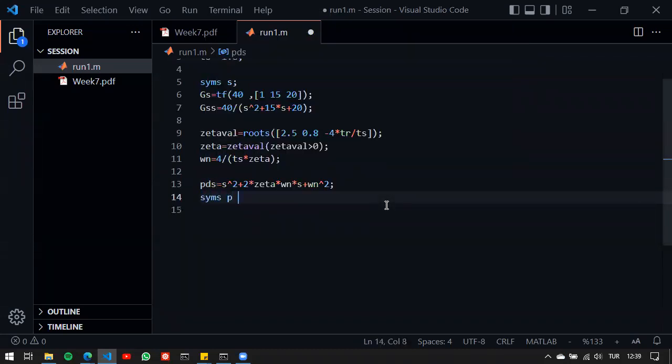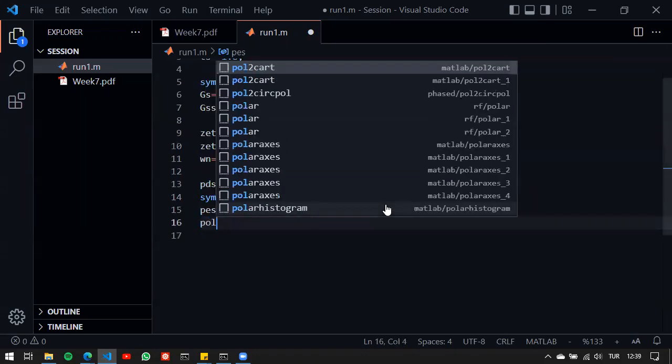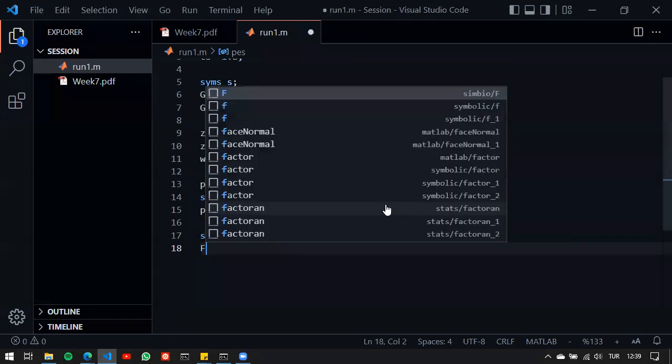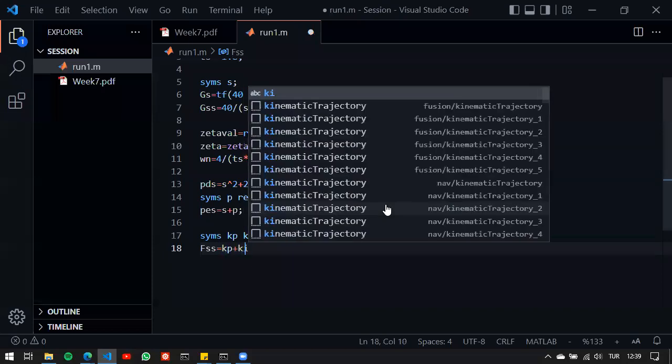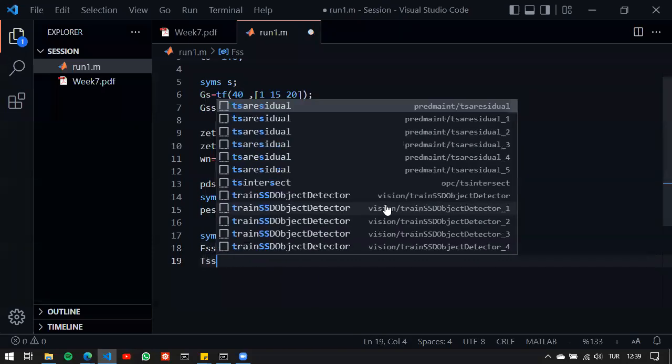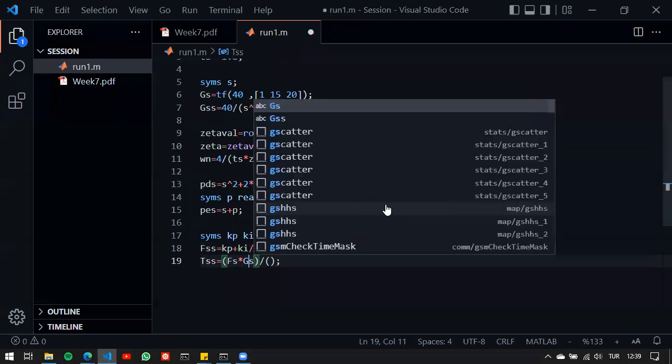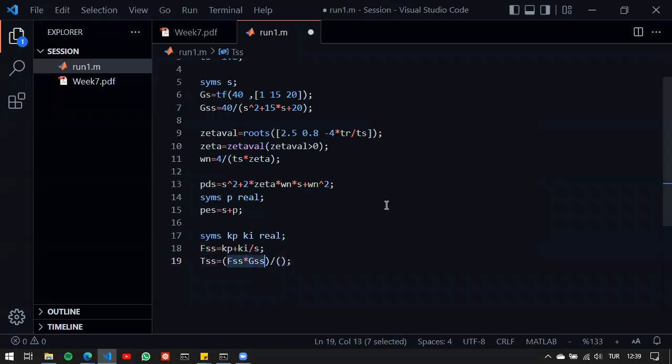Now let's define the residue pole here, ES, S plus P, and then the polynomial, or let's maybe also define KP and KI, which are also real. And then the controller, KP plus KI divided by S, and then closed loop. There we go. And then PZS, PCS, non-then.